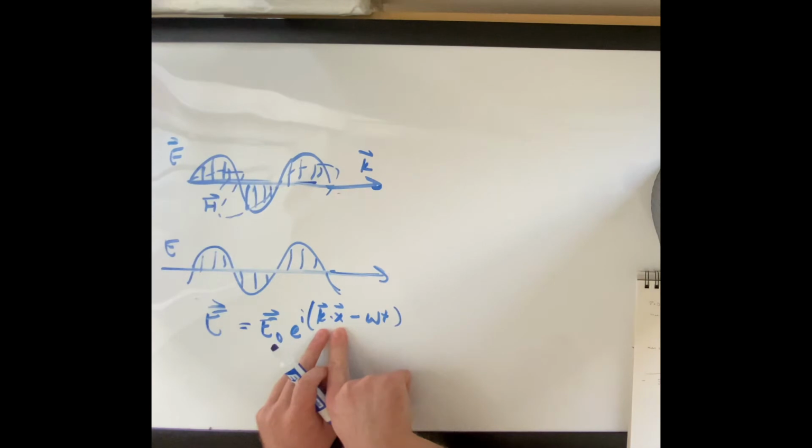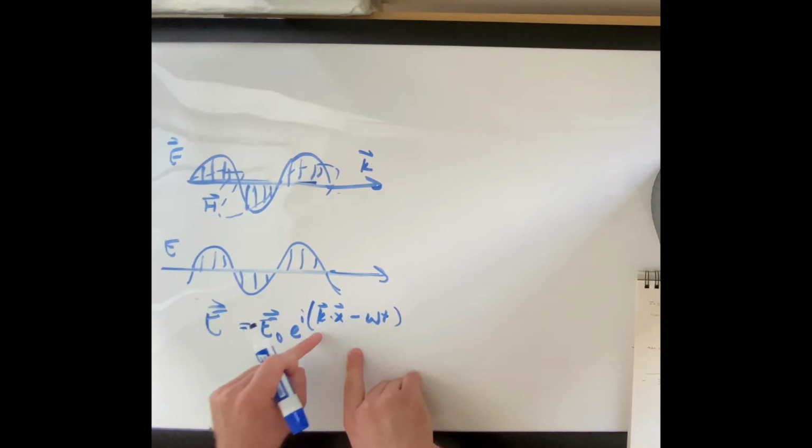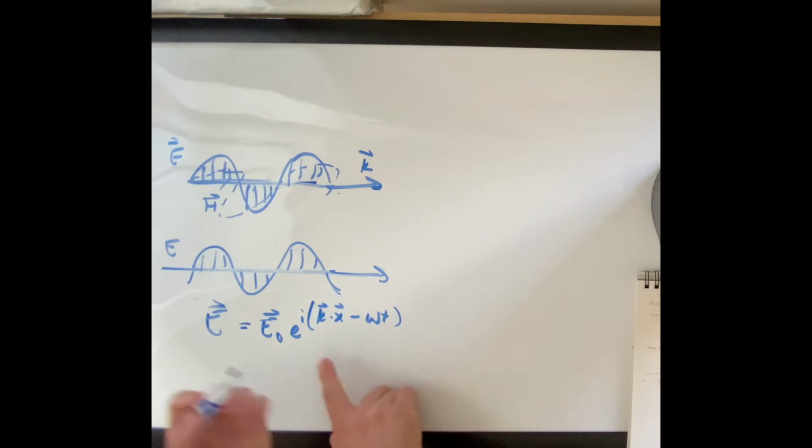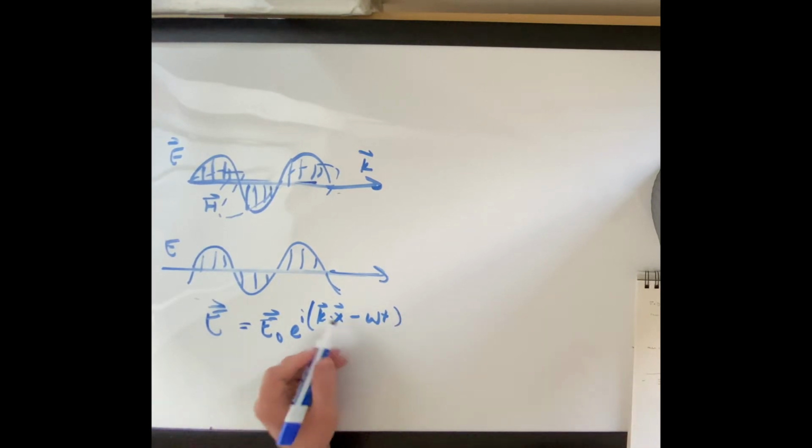It's just that instead of a one-dimensional wave with kx, you have kx times x plus ky times y plus kz times z, where it's k sub x, k sub y, k sub z. But it's the same thing. This dot product you can just expand out.